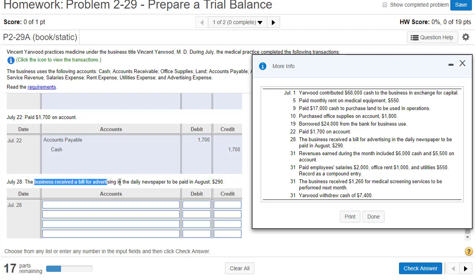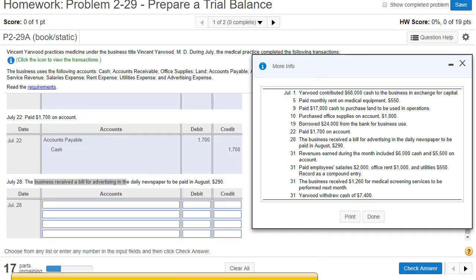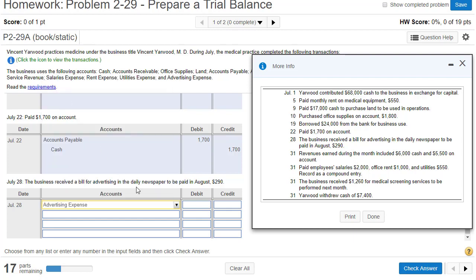The business received a bill for advertising, so that sounds like an expense. And expenses increase on the debit side. So that's going to be a debit. So let's see if we have like an advertising expense or a marketing expense. We've got advertising expense for $290.